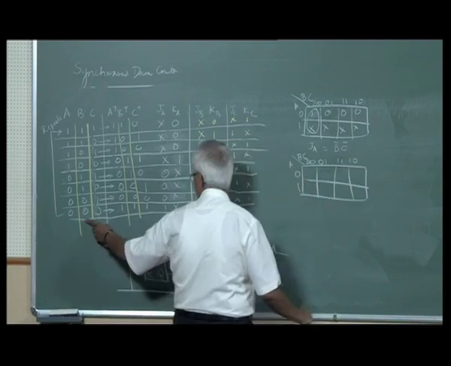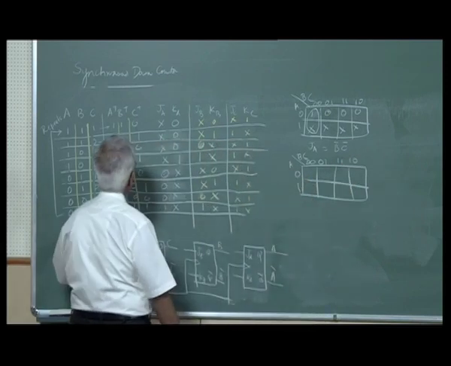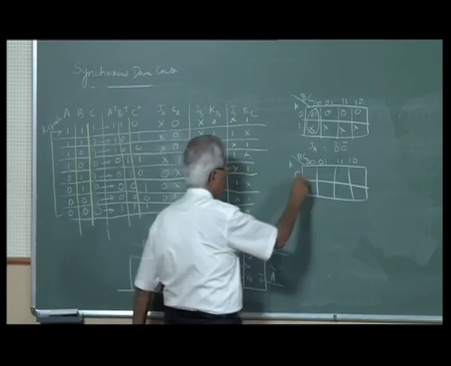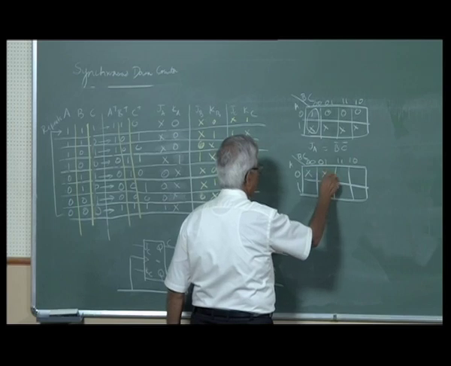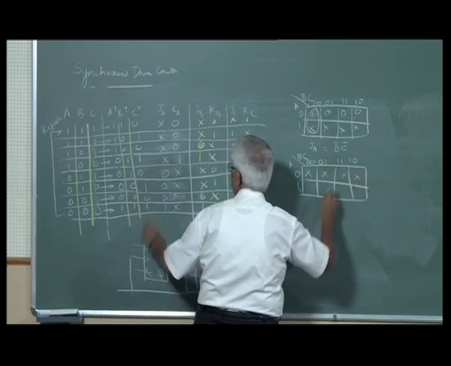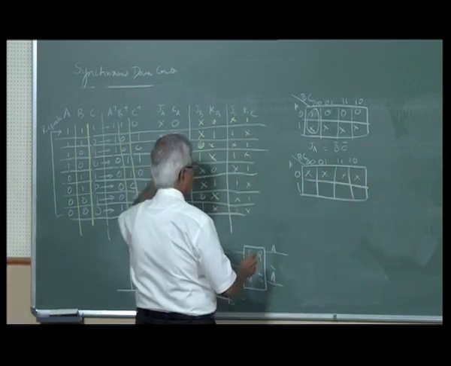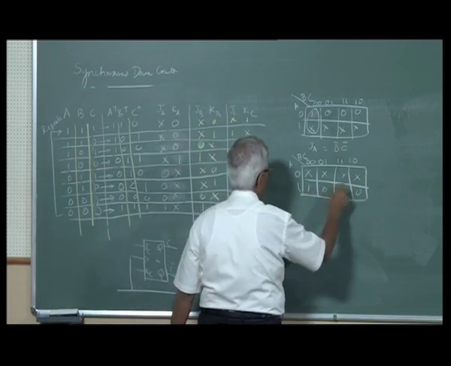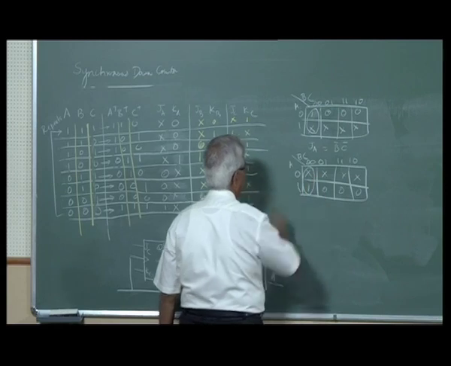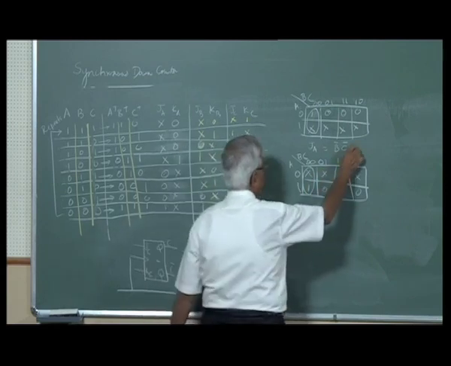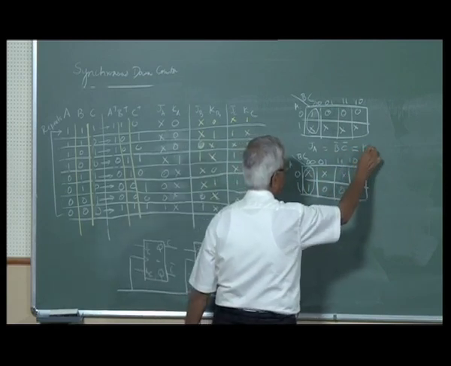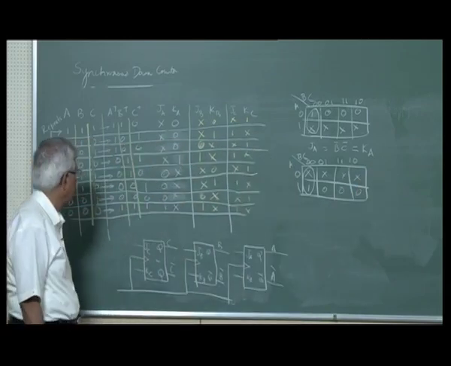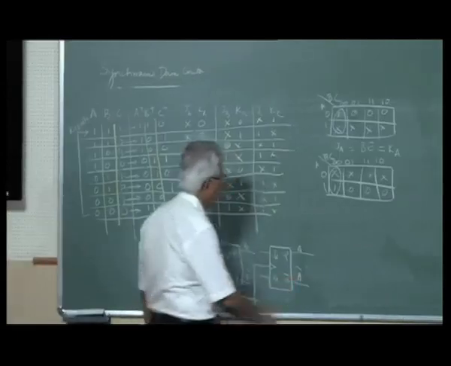I have to start here again 0 0 0. So I will start from here. Don't care, don't care, don't care, don't care. And 1 don't care, don't care, don't care. 1 0 0 0. Again this is same thing. So JA is same as KA. B bar C bar. JB KB.